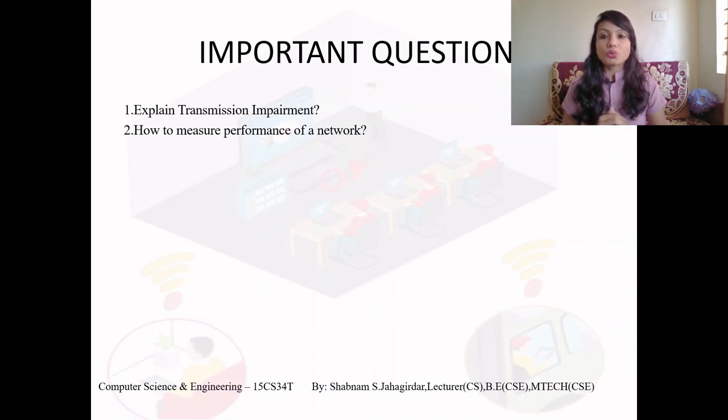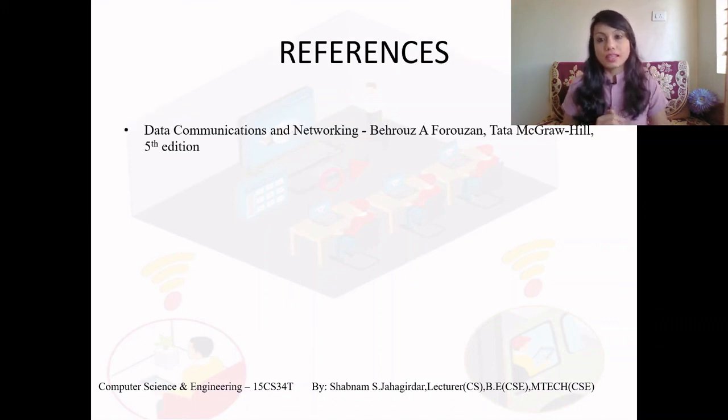The next question is how to measure the performance of a network. To see how good the network is, we use 4 parameters: bandwidth, throughput, delay, that is latency, and the fourth one is jitter. This also you have to explain in detail. The book I have referred to for this section is Data Communication and Networking by Forouzan, 5th edition.